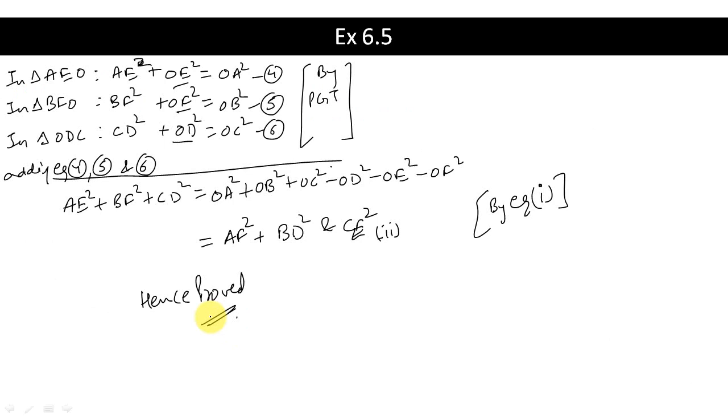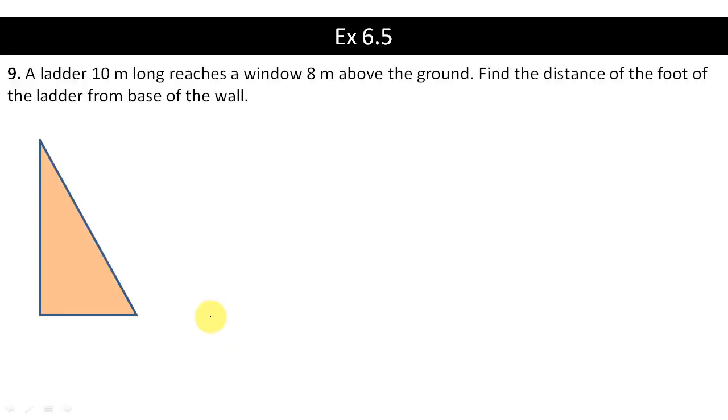Moving on to question number 9. A ladder 10 meter long reaches a window 8 meter above the ground. So this is the ladder which is 10 meter long, reaches a window. This will be the window. Suppose this is triangle ABC and this point A is the window. This window is 8 meter above the ground. So that means this length AB is 8 meter.